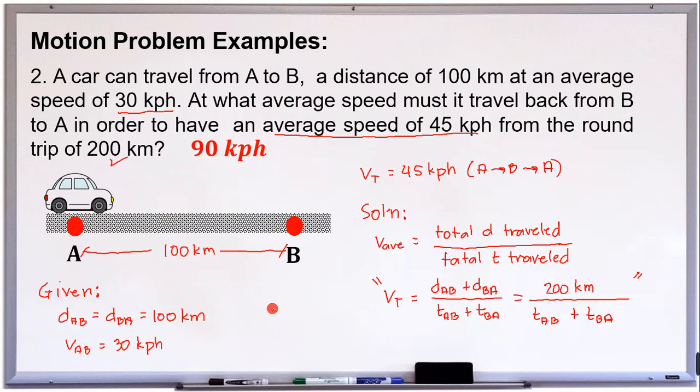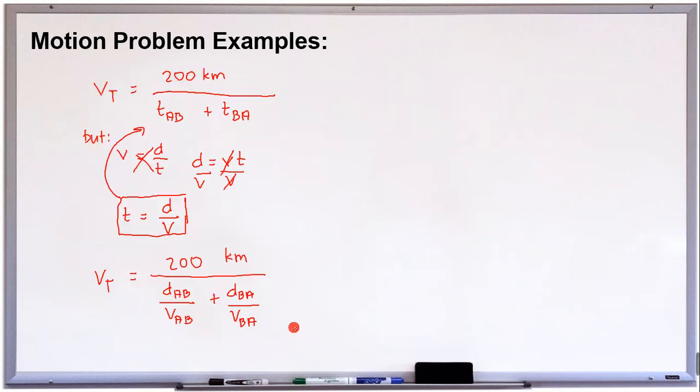Again, let's go back to our previous slide. The requirement here, sorry, we forgot to write the requirement of the problem. So that would be the average speed in traveling back from B to A. So that would be V BA. So that is our unknown. So go back. So this is our unknown.